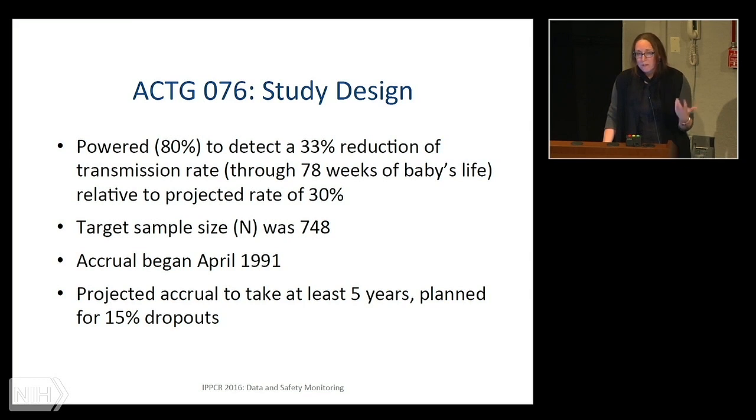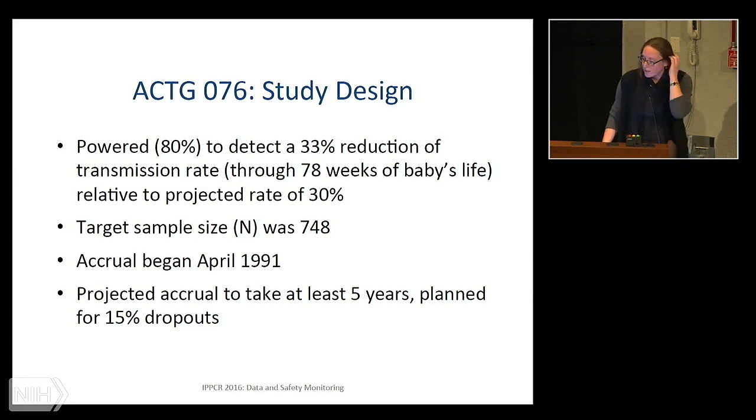So you might remember from the survival lecture at the end of last year, when you have time to events, time to transmission of HIV, babies getting infected, the sample size is typically the number of observed events that you need in order to determine the power. And so you have the idea of how many do you need to accrue to get the total number of events. So accrual began in 1991, and the projected accrual was to take at least 5 years.